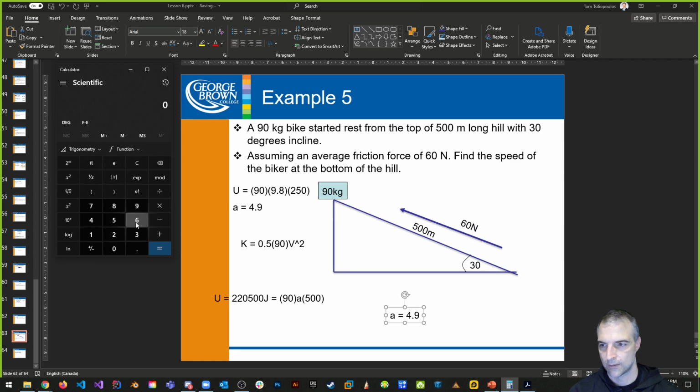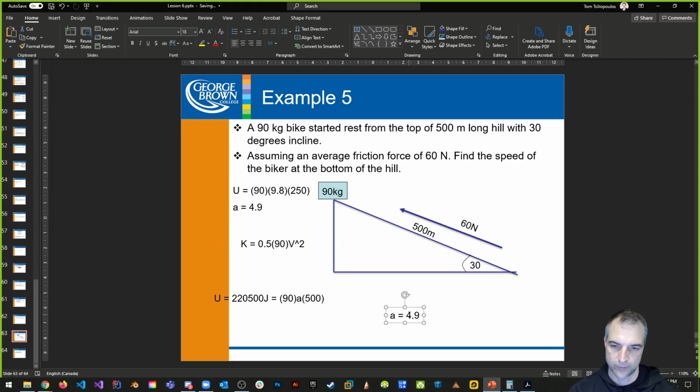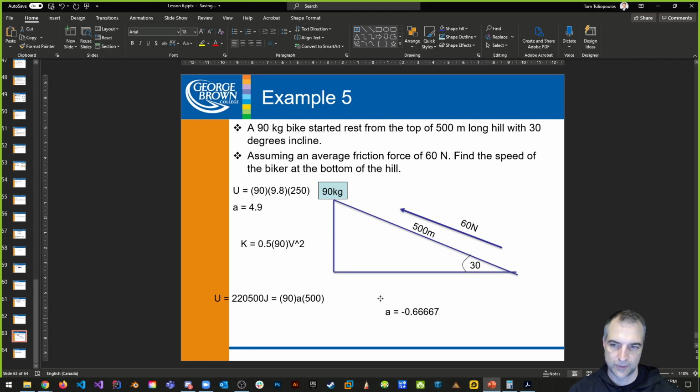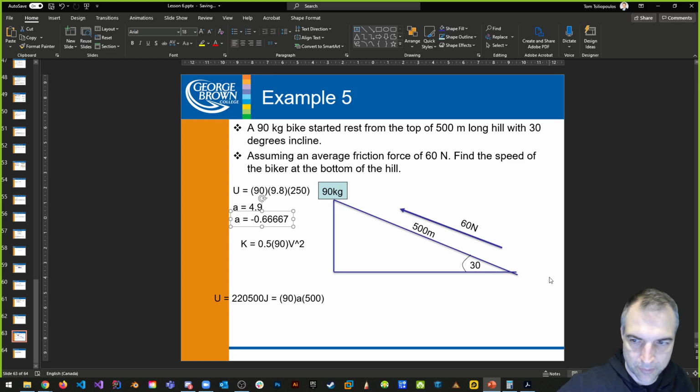So 60 divided by the mass. The negative acceleration is 0.6666, non-terminating repeating, in the same direction as this is going. And if it's consistent, that means my acceleration from here to here is less than 4.9. That's what it would have been if I didn't have friction. But if I add the negative friction, then I have an acceleration. My friends, once I have acceleration, I can find the terminal speed, which is not a problem.